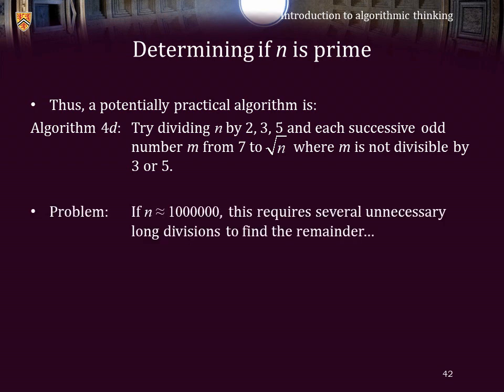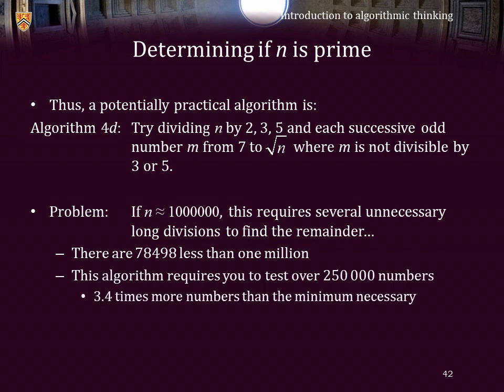Now, this works well for small integers, but if n is on the magnitude of 1 million, this is actually going to result in having to perform several unnecessary long divisions to find the remainder. This is because there's only approximately 78,500 prime numbers less than 1 million. However, this algorithm would require us to still test over 250,000 numbers. Essentially, we would be performing 3.4 times more long divisions than the absolute minimum necessary.